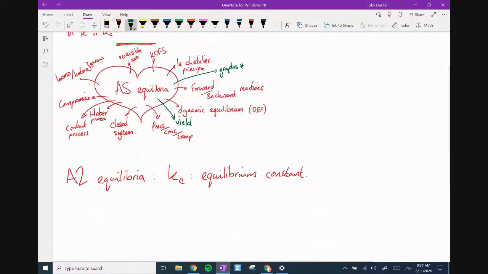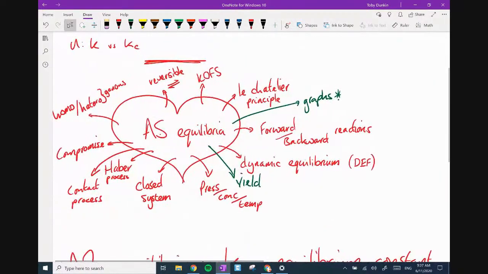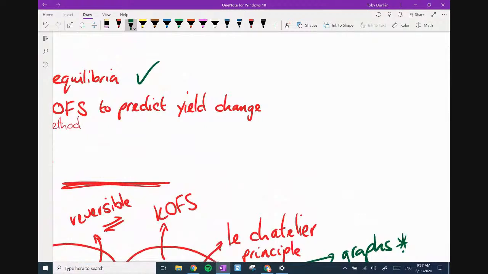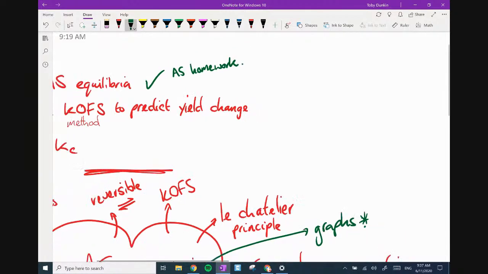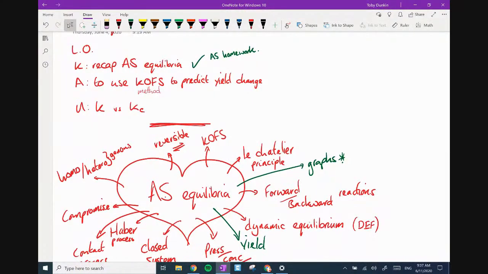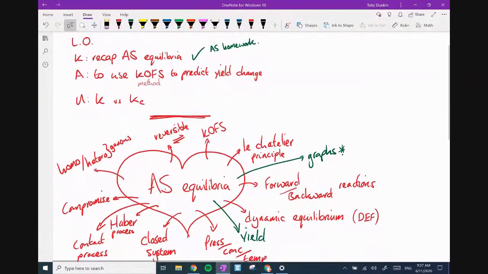Okay. So now that we've had a nice recap of all the words, and I don't think this really counts as a reasonable recap of AS, what I'm going to do is set you guys an AS homework, just to make sure that you've got a really good understanding from the AS. They'll all be exam questions. We'll look at that towards the end.